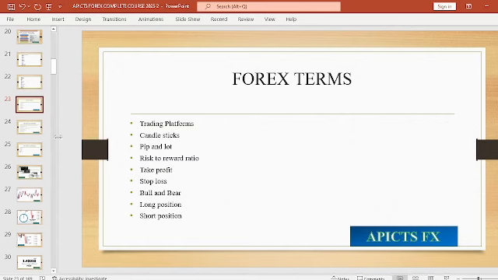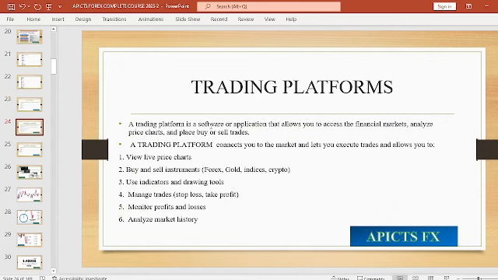So trading platform, like I was saying the other time, a trading platform is a software or application that allows you to access the financial market, analyze price charts, and place buy or sell trades. These are the platforms that you can use. They give you access to the market. They allow you to analyze the market. They allow you to place your buy or sell trade. They allow you to set pending orders and so on and so forth.